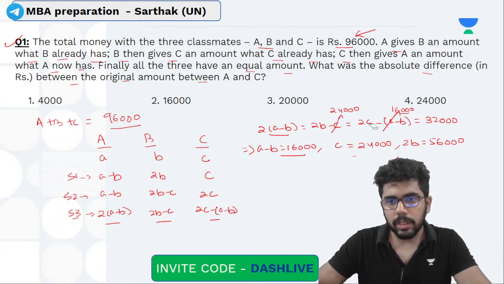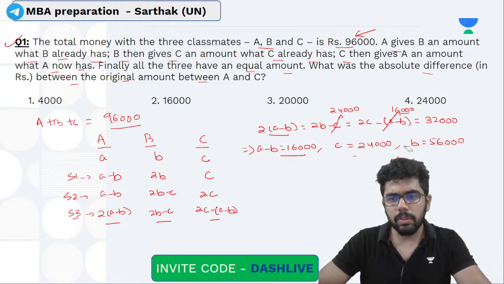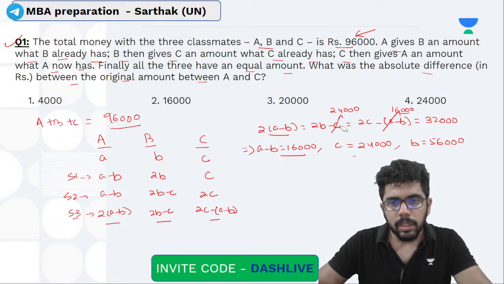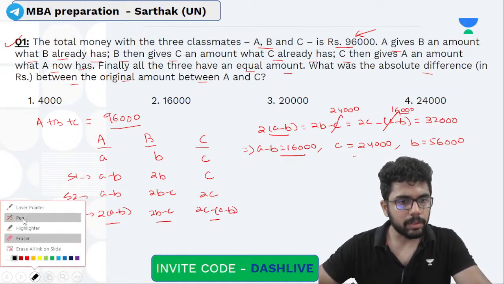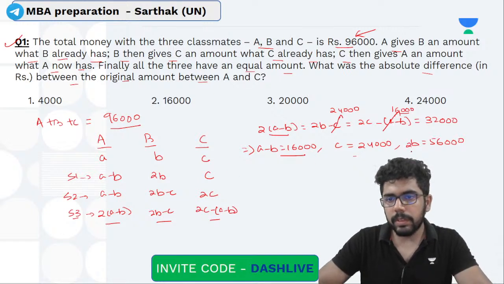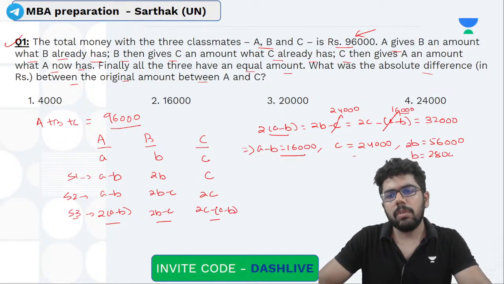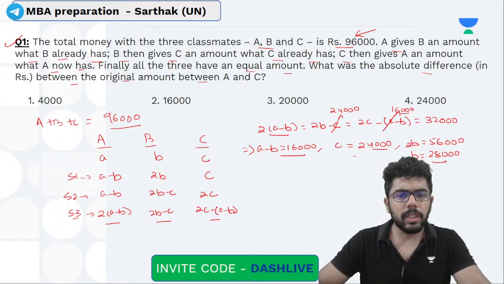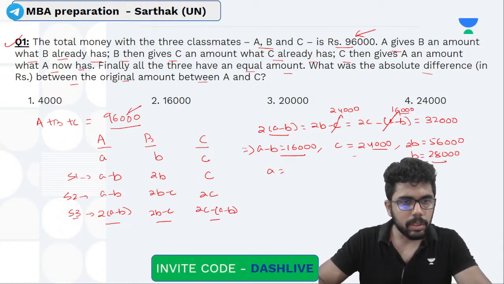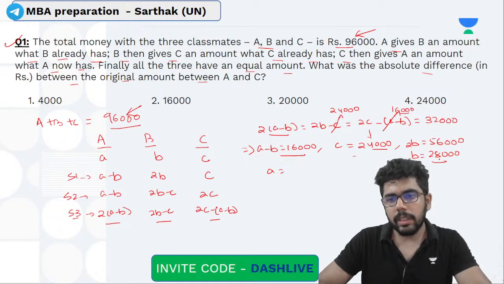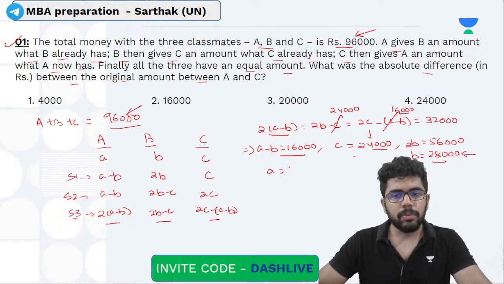Only C is 24,000. 2C is 48, so C is 24. Here twice of B is 56,000, so B comes to 28,000. So twice of B is 56,000, B is 28,000. Now once you know C and B, then you can easily calculate what is A. So total is 96,000. So here this is 24 and this is 28, so that is 52.